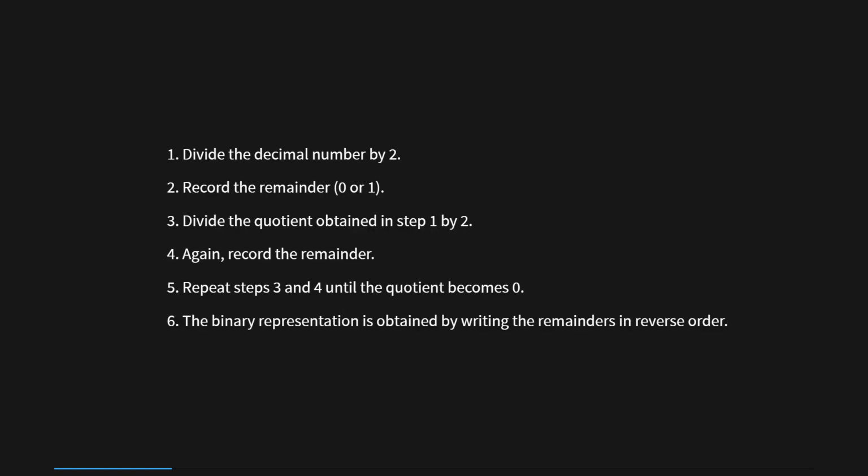To convert a decimal number to binary, you can use the following steps. 1. Divide the decimal number by 2. 2. Record the remainder, 0 or 1. 3. Divide the quotient obtained in step 1 by 2. 4. Again, record the remainder. 5. Repeat steps 3 and 4 until the quotient becomes 0. 6. The binary representation is obtained by writing the remainders in reverse order.